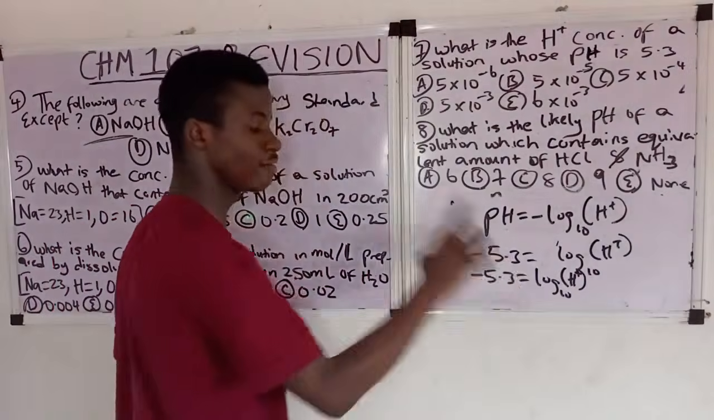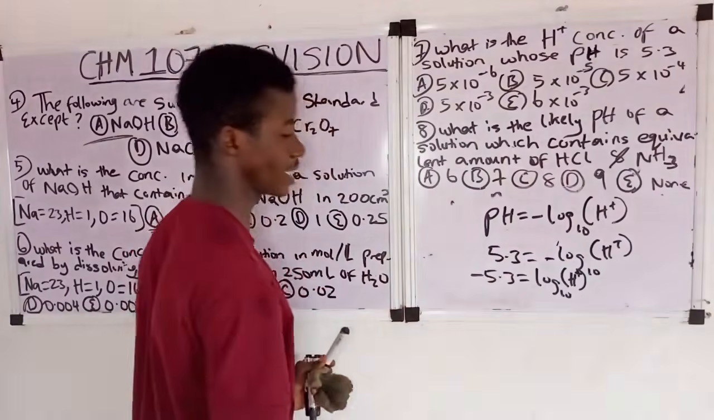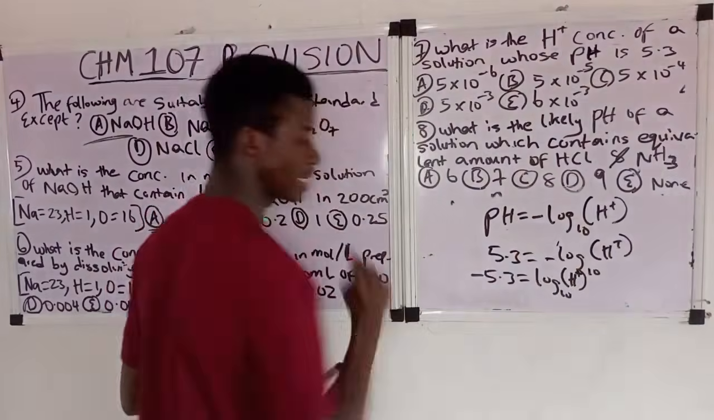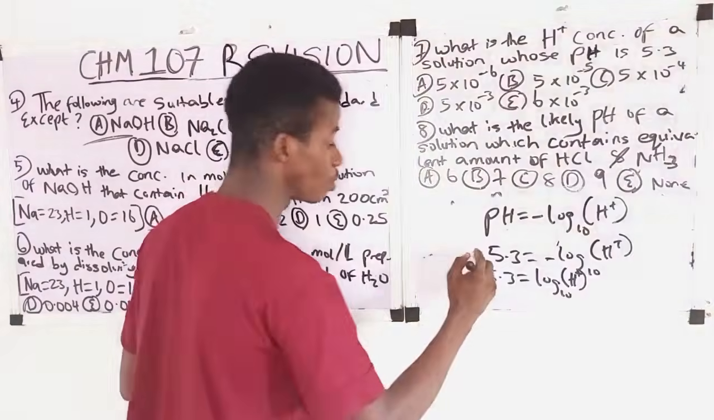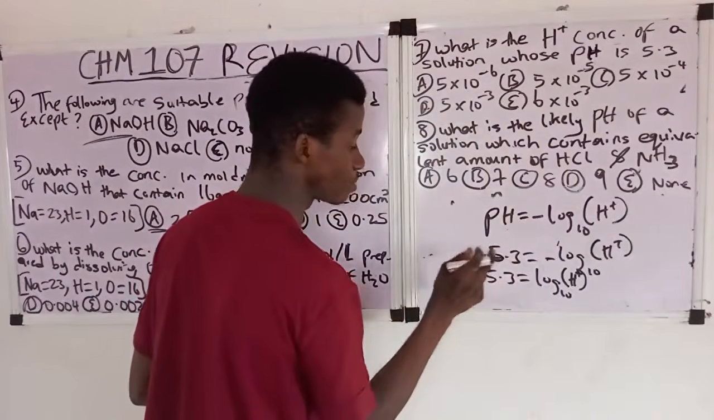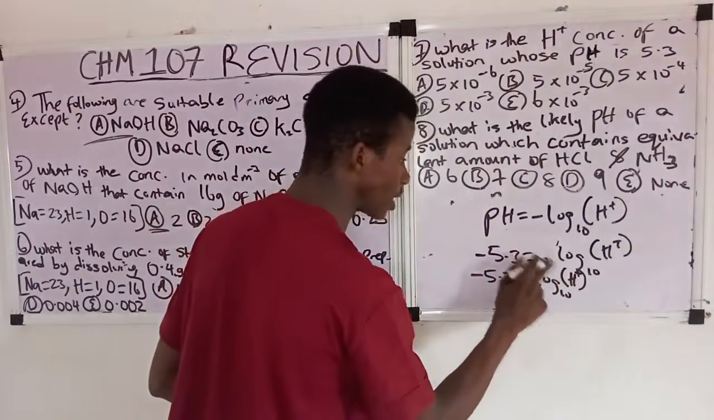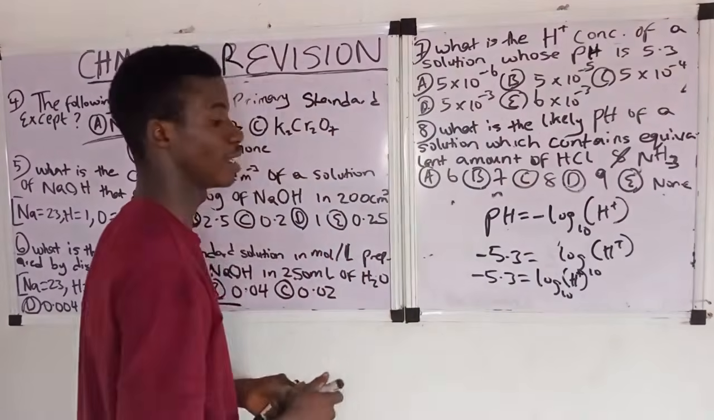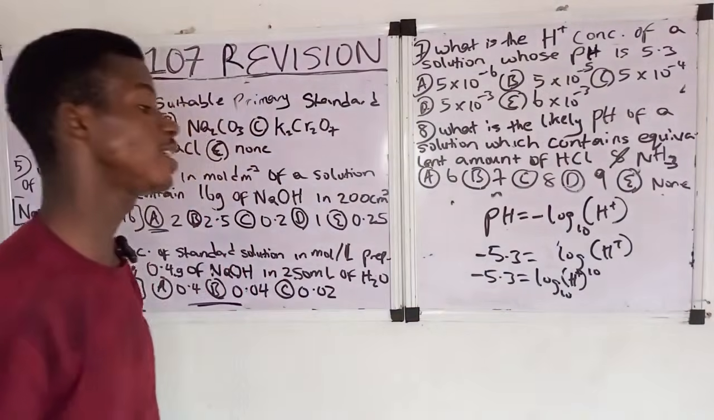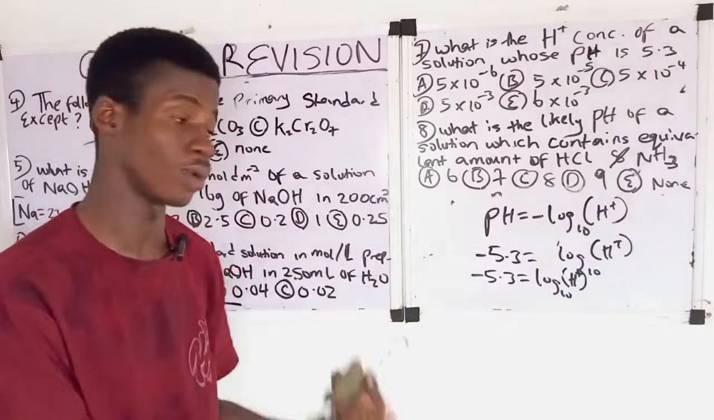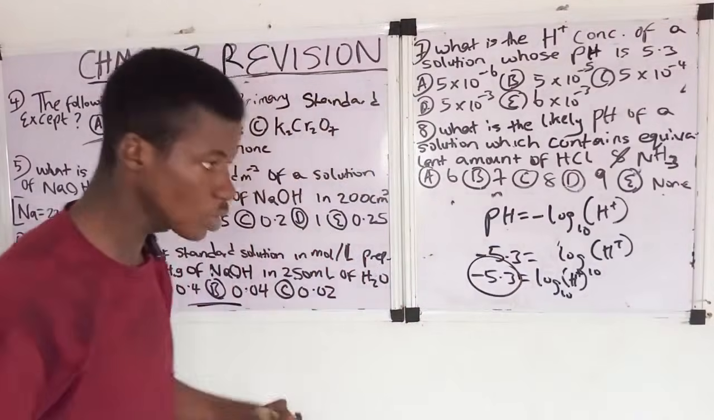Remember, the very first thing you need to do is arrive at something like this. To remove this negative sign, multiply both sides by minus. Minus times 5.3 gives minus 5.3, and minus times minus gives plus, so the minus signs are removed. Now we arrive at something like this. Next, we take the anti-log of this value.